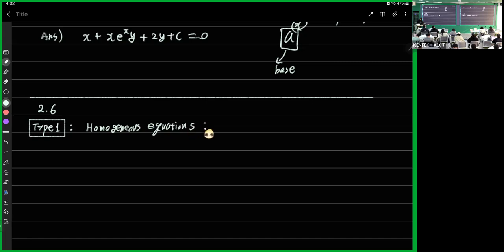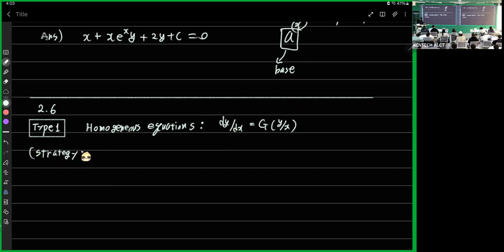Homogeneous equations, type 1, have the form dy/dx equals g of y over x. When you rewrite a first-order differential equation like this, with dy/dx alone on the left-hand side and a function of y over x on the right-hand side, if you can express the right-hand side as a function of y over x, then that's going to be a homogeneous equation. We'll see an example later, but I should introduce the strategy first.